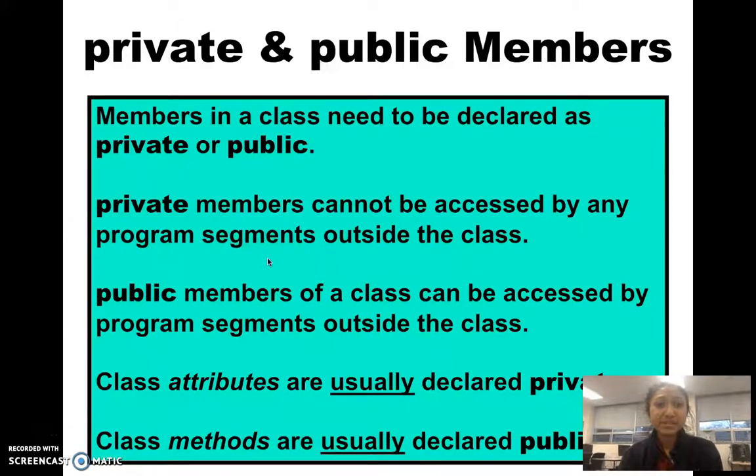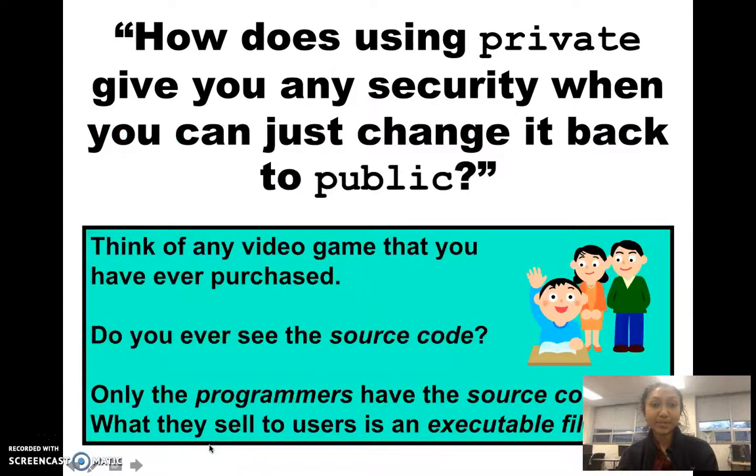Private and public members. Members in a class need to be declared as private or public. Private members cannot be accessed by any program statements outside the class. Public members of a class can be accessed by program statements outside the class. Class attributes, so this is the key, you guys. Class attributes are usually declared private. Class methods are usually declared public.